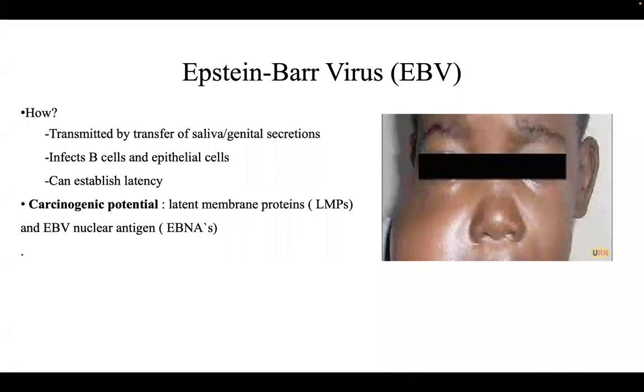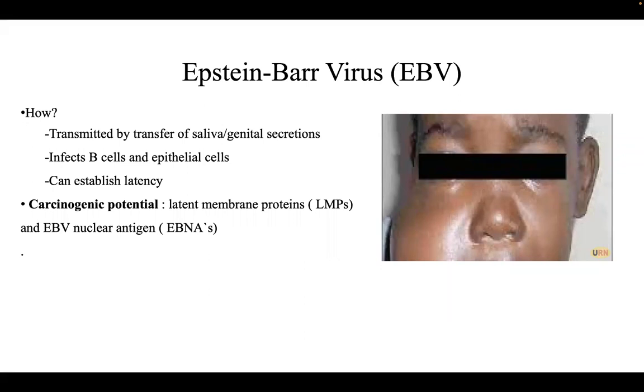CD40. So, back to basics, I don't know if this is basic immunology, but when B cells express CD40 on their surface, T cells will send signals that will cause proliferation of the B cells. So this LMP acts like the CD40. So then the B cells will start proliferating and growing even without the signal of the T cell.